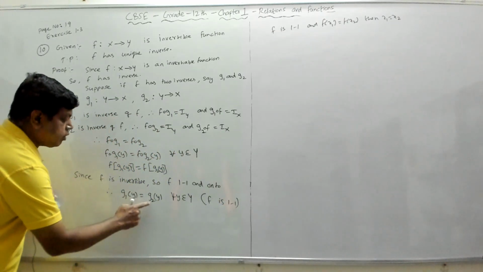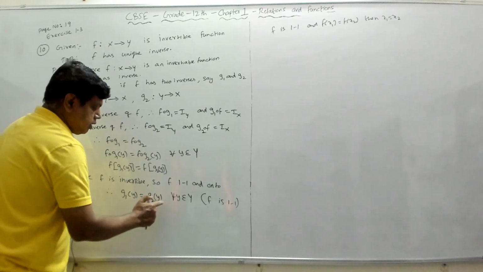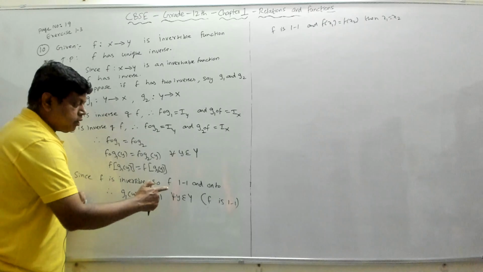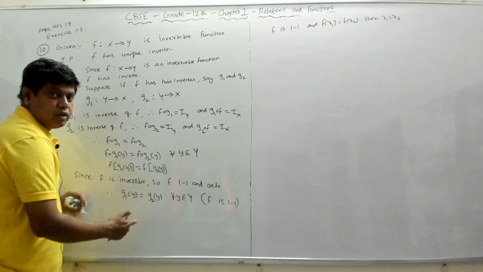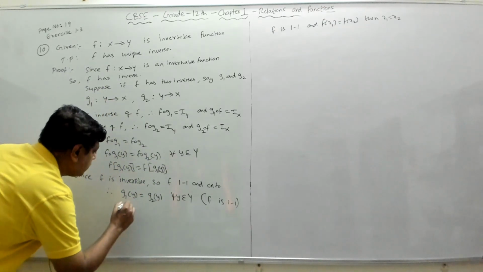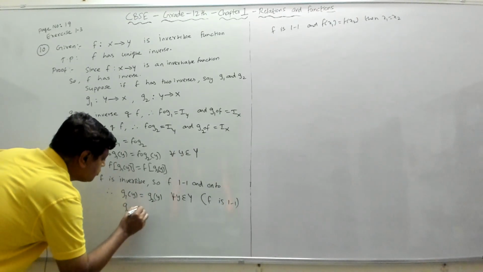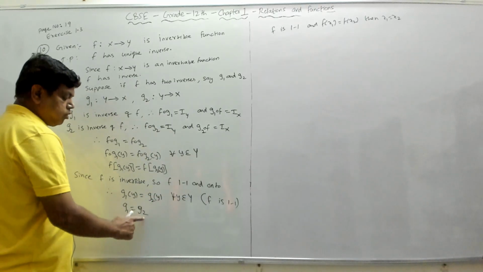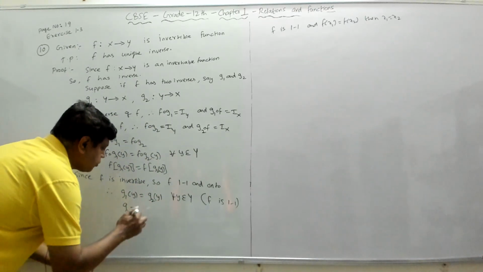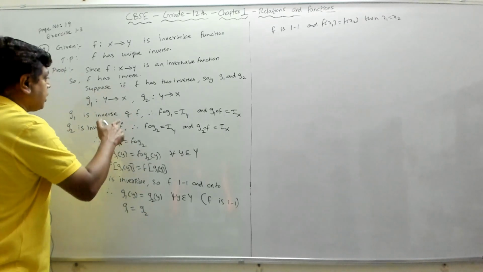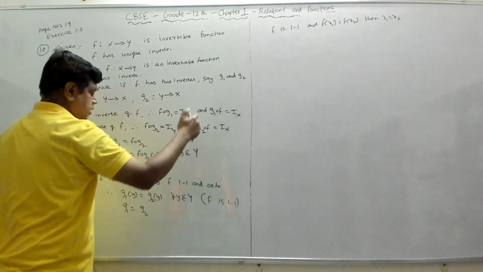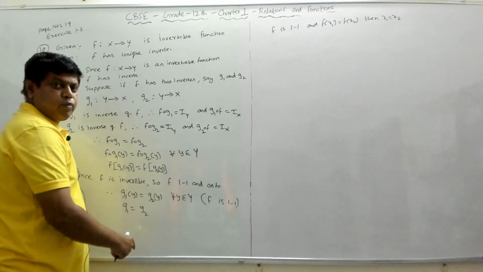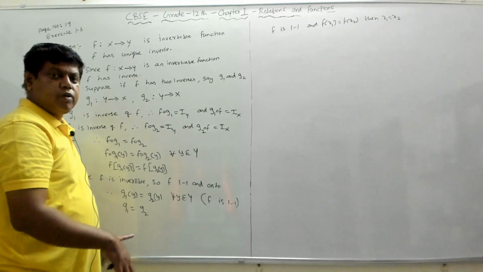Now since g1 of y equal to g2 of y for every y means what? If two different functions operating on the same element produce the same image, which means the two functions are equal. Therefore, g1 equal to g2. So the two functions are equal, but we started that f has two inverses, and then we found that both the inverses are the same. There are no more different inverses. g1 and g2 are one and the same function, because we have put g1 equal to g2.